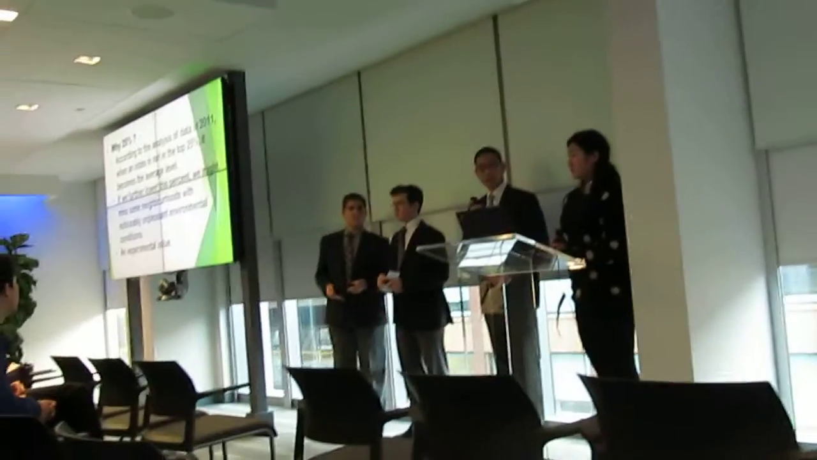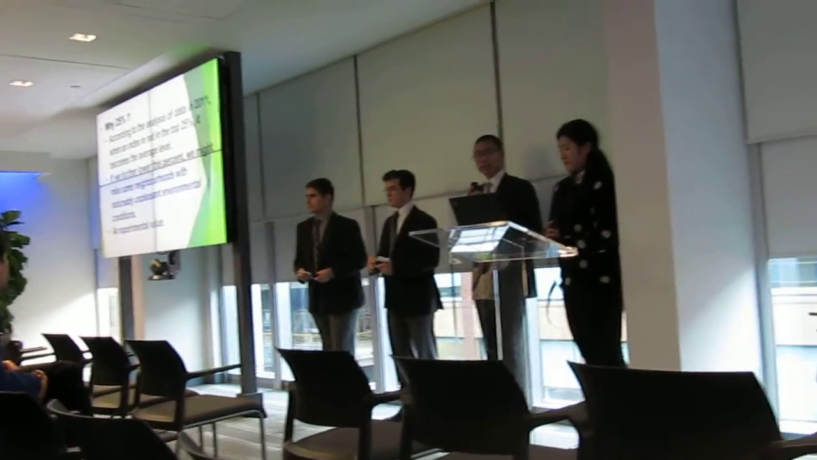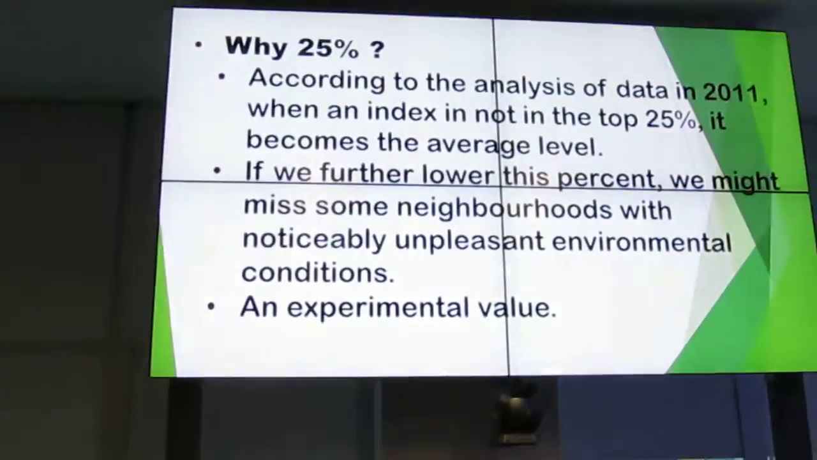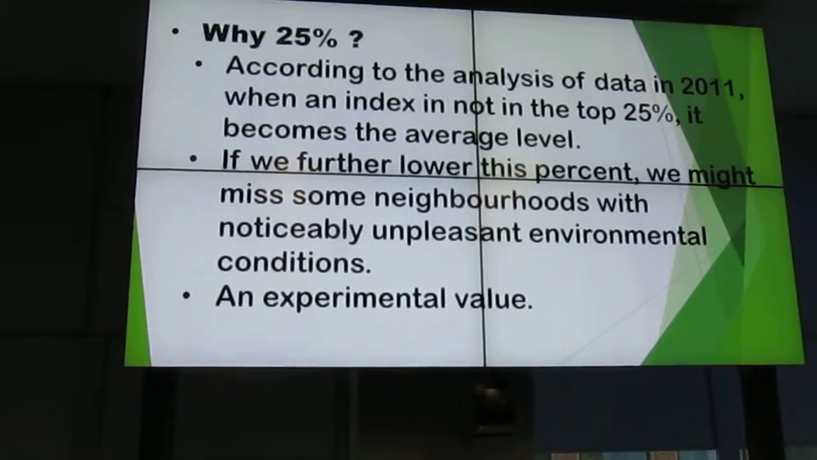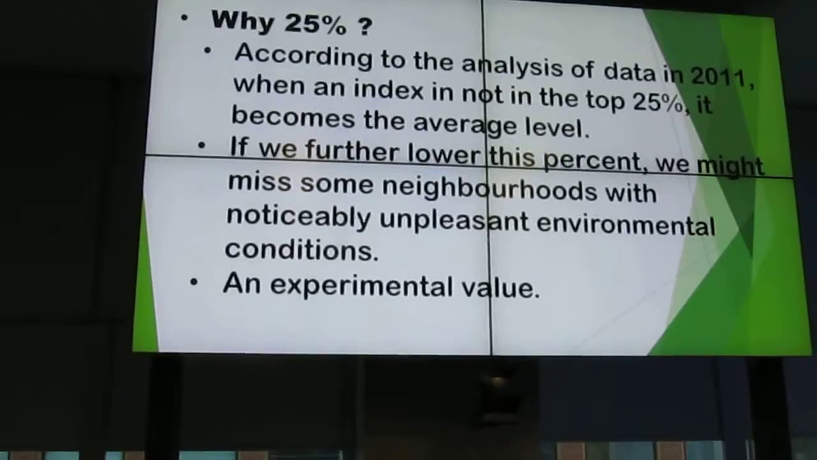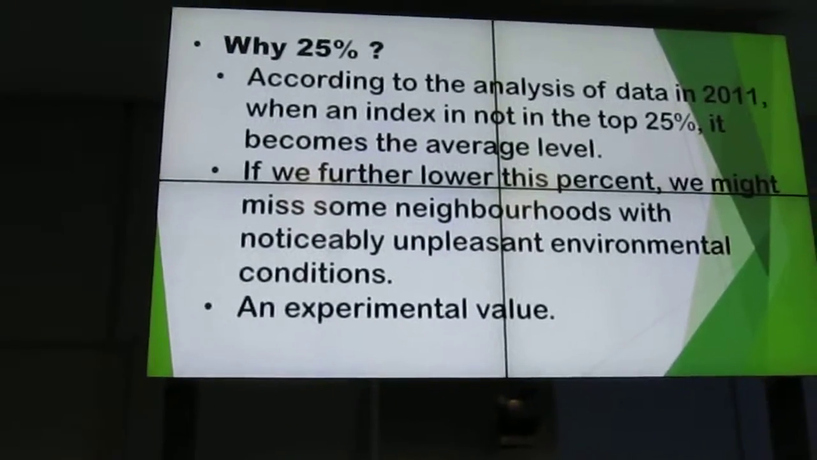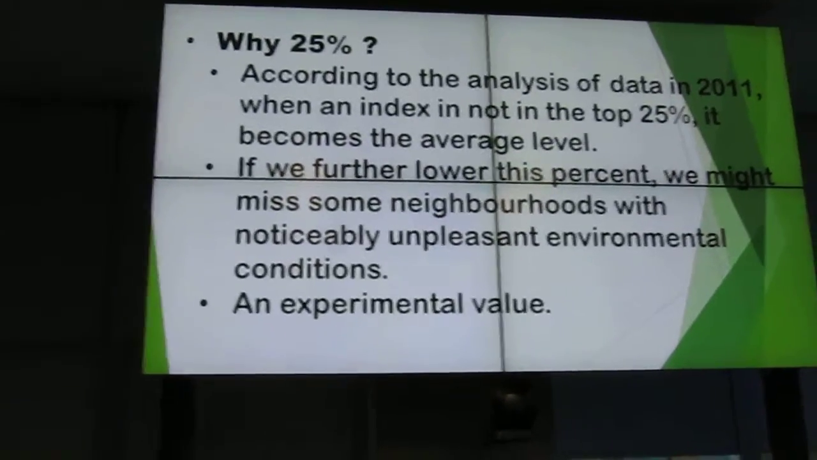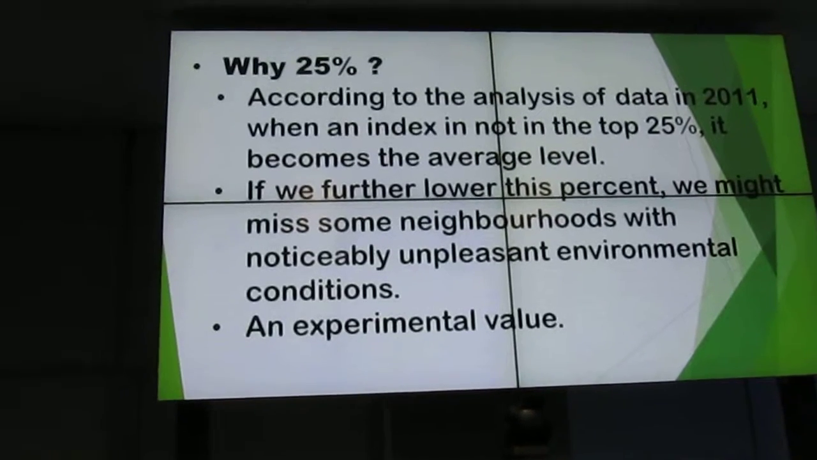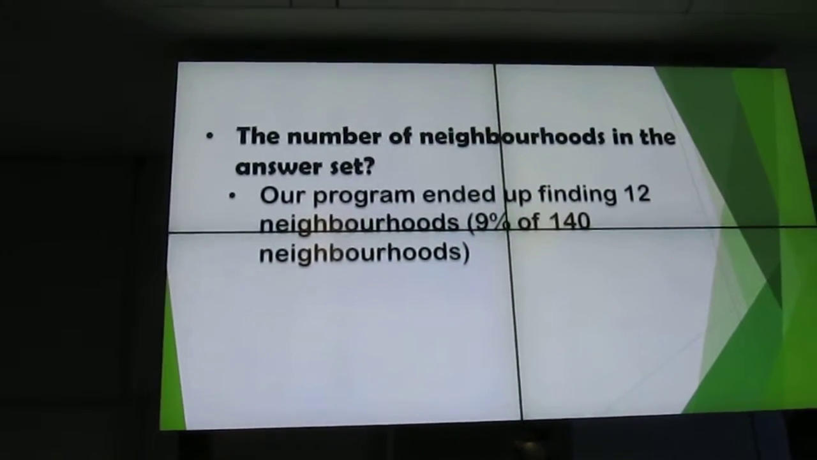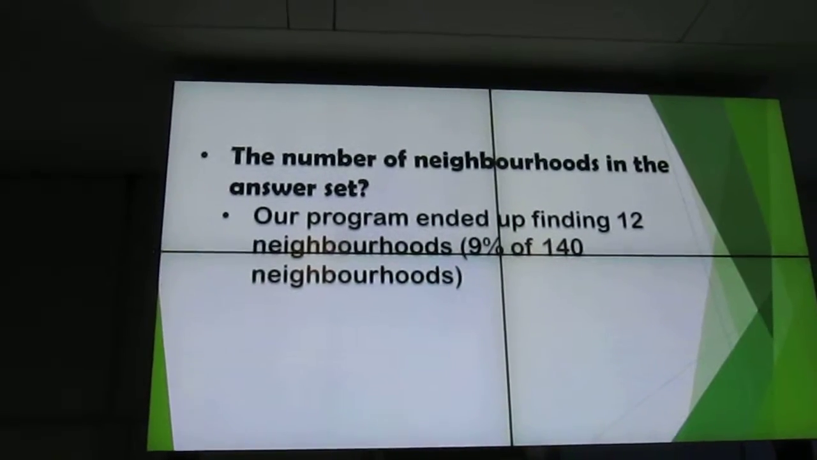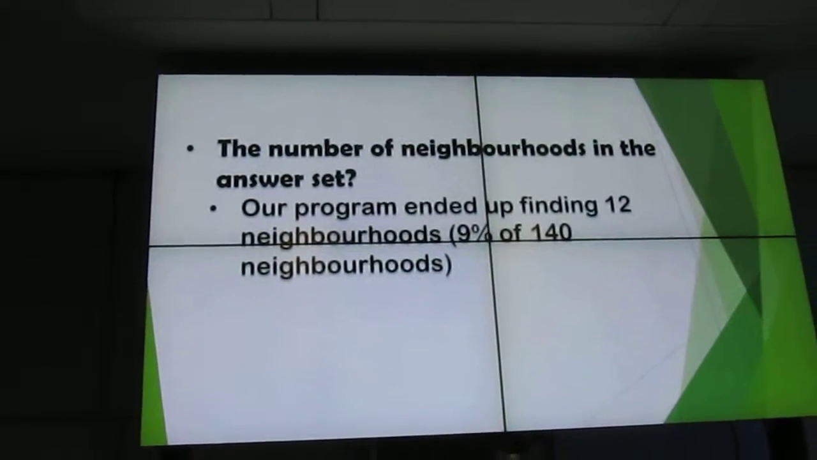Why 25%? According to the analysis of data in 2011, when an index is not in the top 25%, it totally becomes the average level. But if we further lower this percent, we might meet some neighborhoods with noticeably unpleasant environmental conditions. So 25% is an experimental value. Also, our program ended up finding 12 neighborhoods, which is around 9% of 140 neighborhoods.